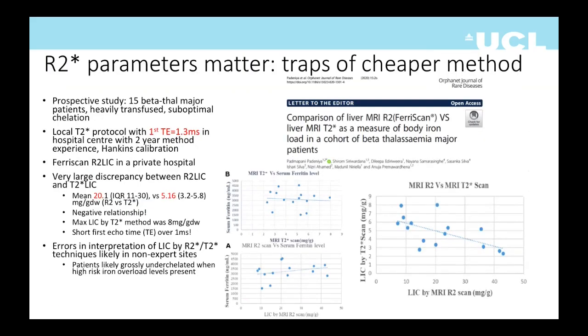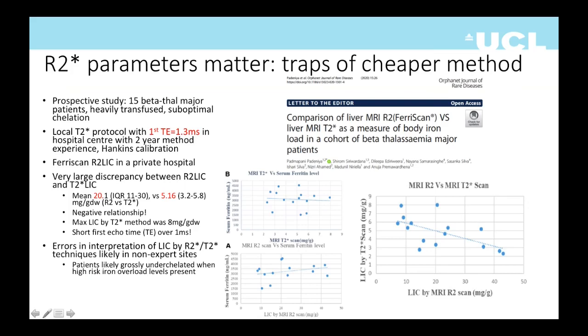So during COVID time, there was another smaller study only on 15 patients with beta thal major, heavily transfused with poor chelation, in Sri Lanka, and they used their own T2 star method, and they used a protocol with the first echo time of 1.3 milliseconds. They had 2 years experience with that method, and they used Hankin's calibration.